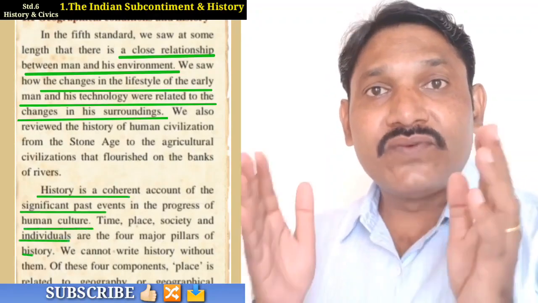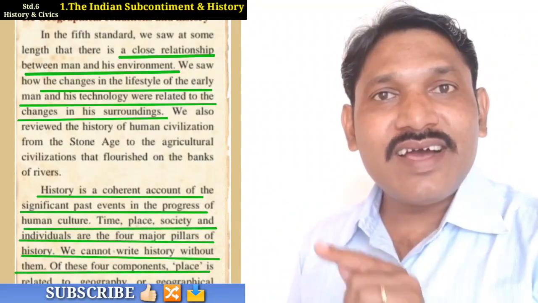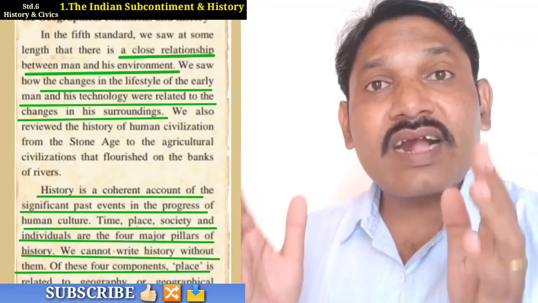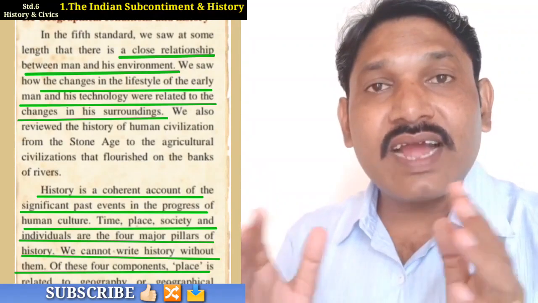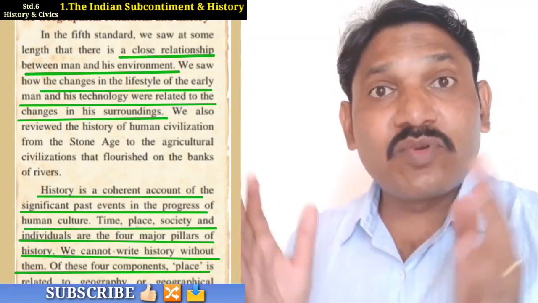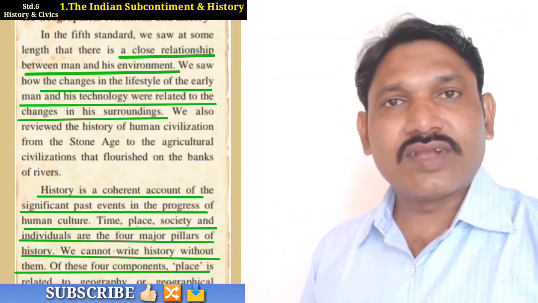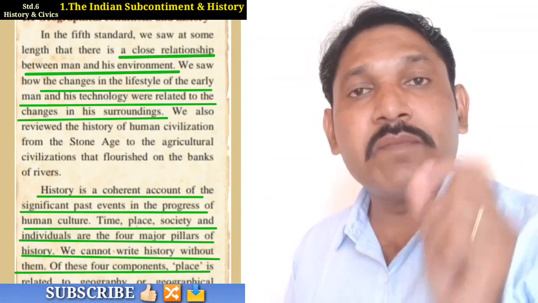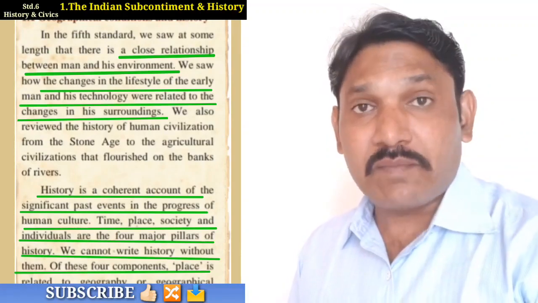Can you tell me? If you remember, you can type your answer in the comment box. Okay, students, history is a coherent account of significant past events in the progress of human culture. In short, we can say history is a record of important events in the past.